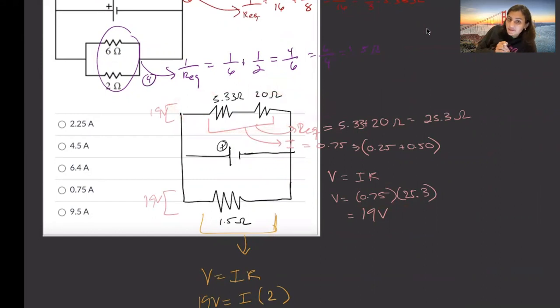So what does that tell us? Well, what do we know about parallel resistors? This is now a parallel resistor to this one. So we know that the voltage across this one is going to be the same as the voltage across this one. So this is also 19 volts.